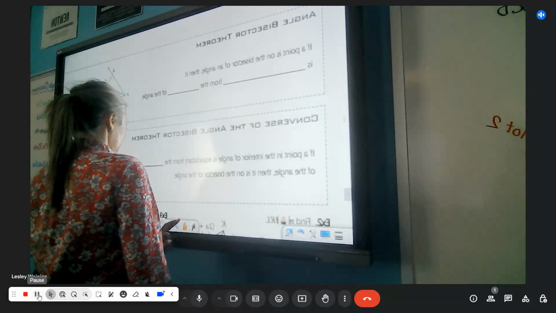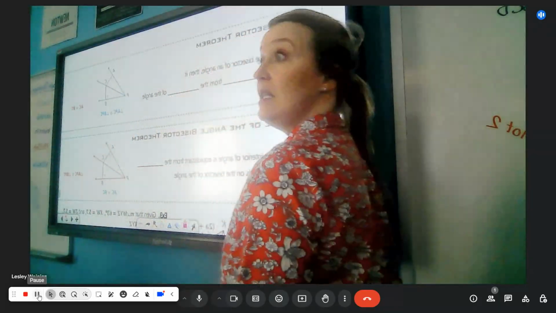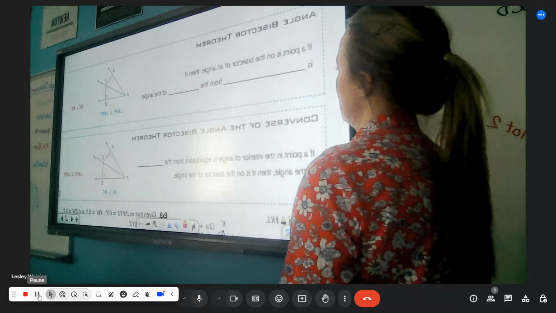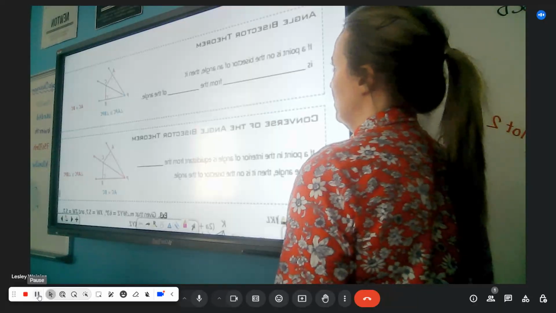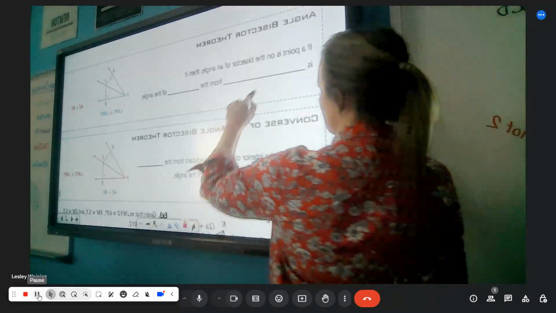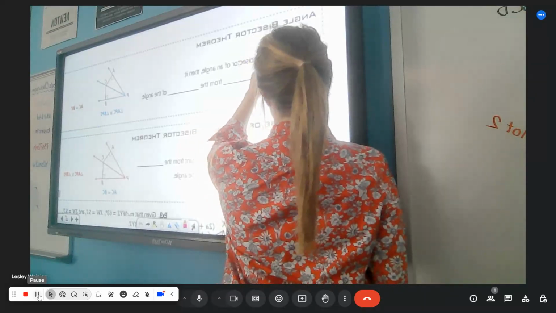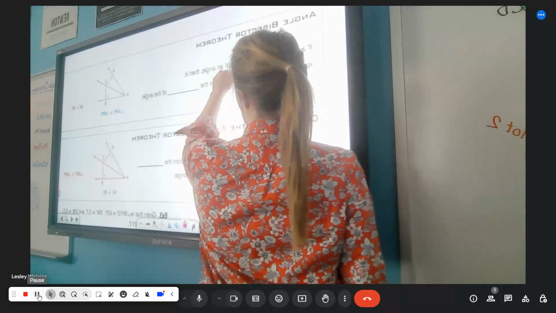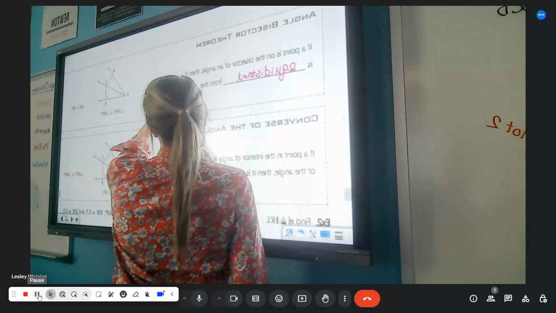So now we're on to angle bisectors. We've done this with constructions, okay, but we haven't really had a whole lot of theorems about it. If a point is on the bisector of an angle, then it is equidistant from the sides of the angle.